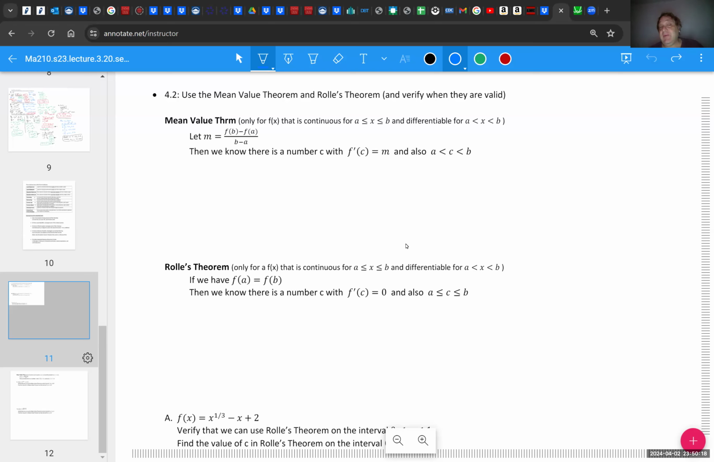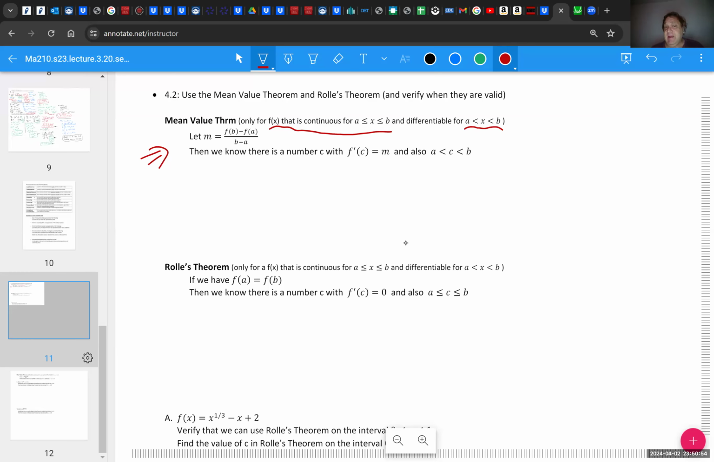Okay, so let me first of all explain what these two theorems are, the mean value theorem and Rolle's theorem. The mean value theorem, which I have written right here on the screen, is only valid for functions that are continuous on some interval. So we say that f of x is continuous on some interval from a to b. It also has to be differentiable from a to b. Technically, it doesn't even need to be differentiable at the endpoints, but that's just splitting hairs. So it's a continuous and differentiable interval.